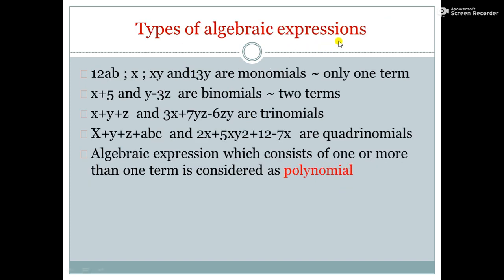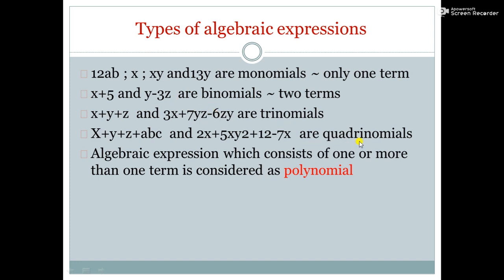Types of algebraic expression. First, if an expression contains only one term, it is a monomial. Examples are 12ab, x, xy and 13y. And if an expression contains two terms, it is a binomial. Examples: x plus 5, y minus 3z. Only two terms. Trinomial means the expression contains 3 terms. x, y and z, 3 terms. Here 3x, 7yz and minus 6zy, 3 terms.